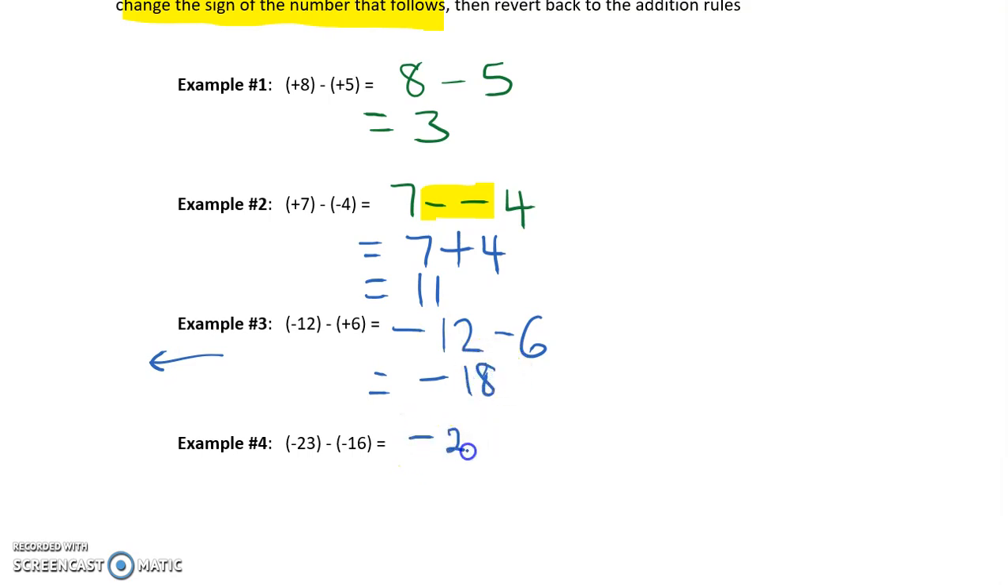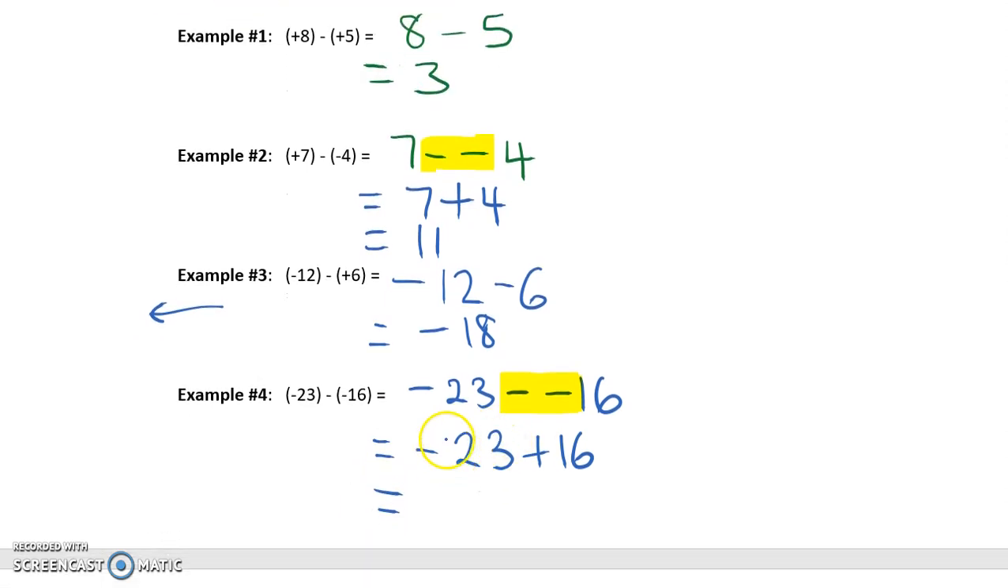This one here, I've got negative 23 minus negative 16. Again, you can see these two negative signs touching, so that becomes a plus, which is negative 23 plus 16. And again, because my number here has a negative, that means my final answer will be negative, but I've got to add 16 to it. So that's going to be negative 7.